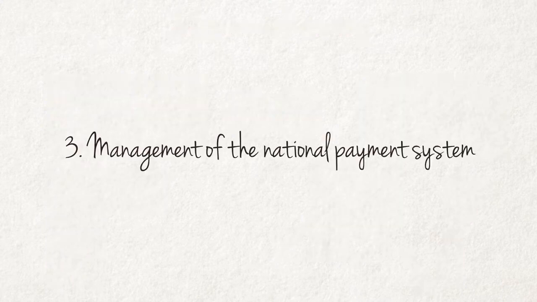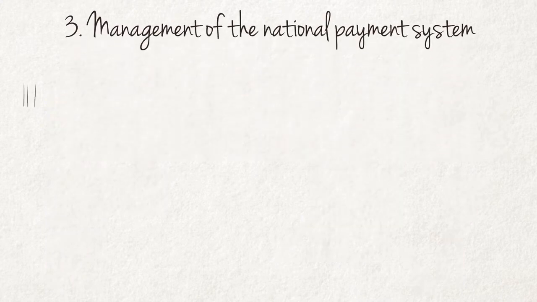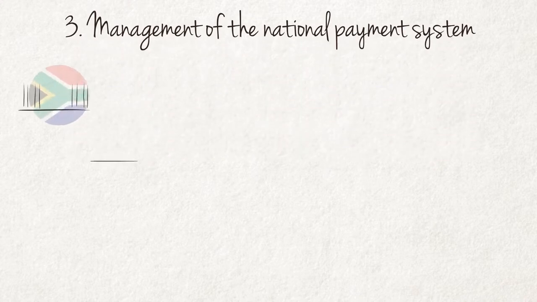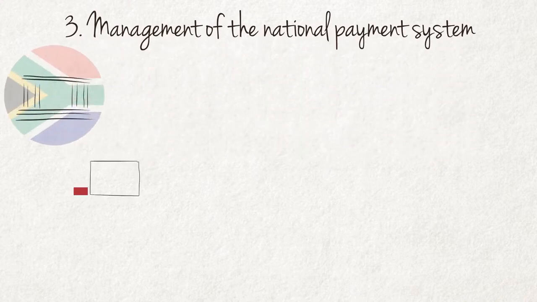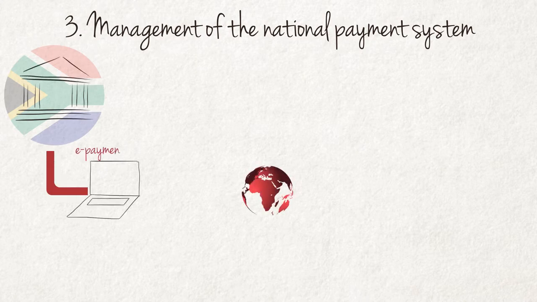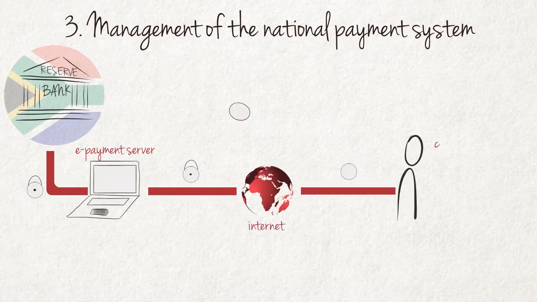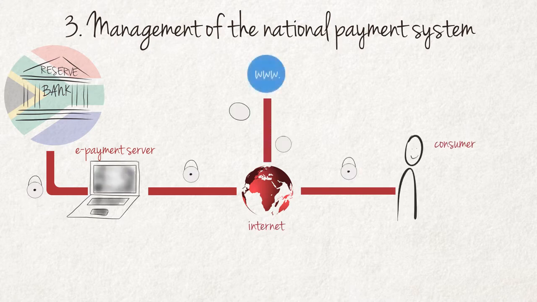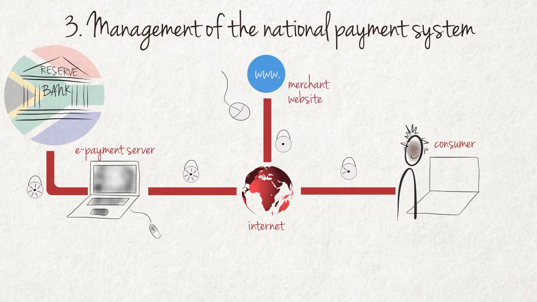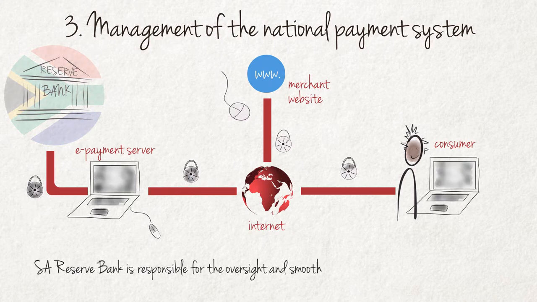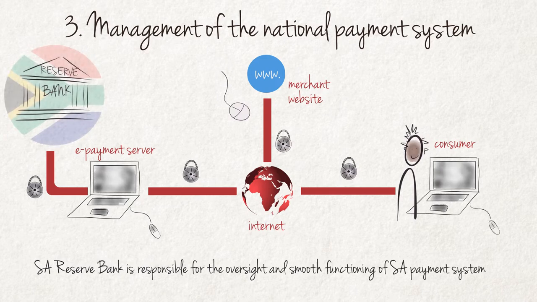Management of the national payment system. The successful conclusion of these transactions and the flow of funds between the parties to a transaction require a well-functioning payment system. Without a payment system, electronic payments will not be possible and all transactions will have to be concluded in banknotes and coins. This will be expensive, cumbersome, and time-consuming. The South African Reserve Bank is responsible for the oversight of the smooth functioning of the South African payment system.